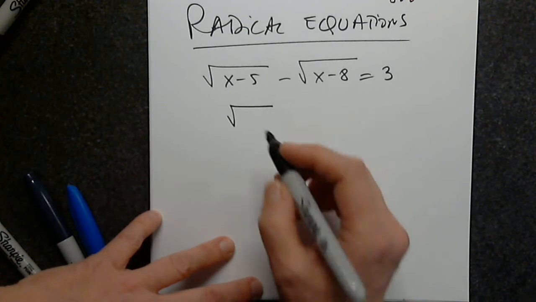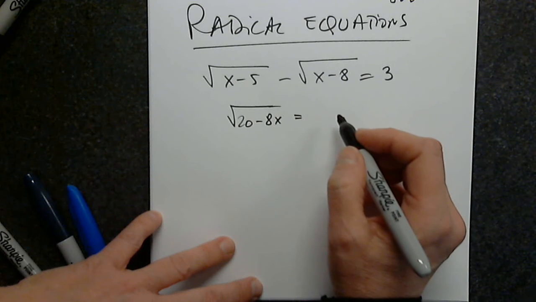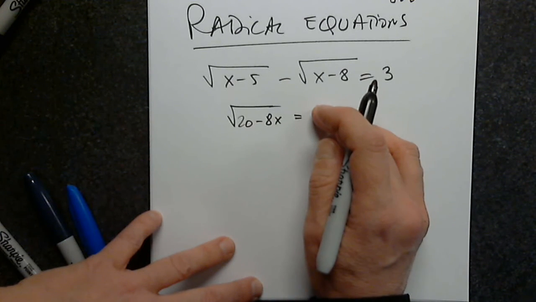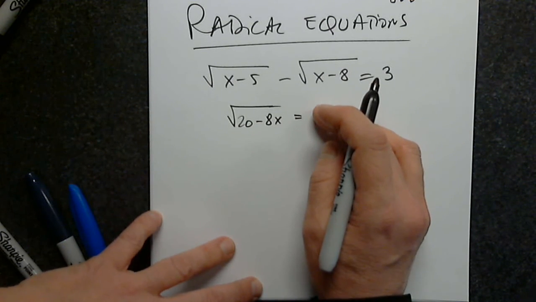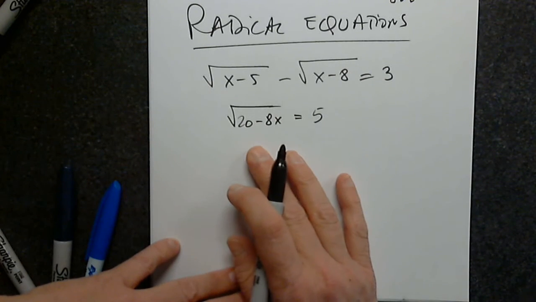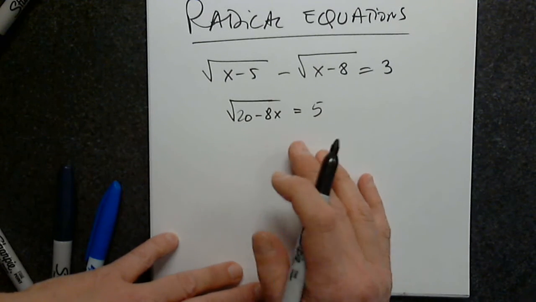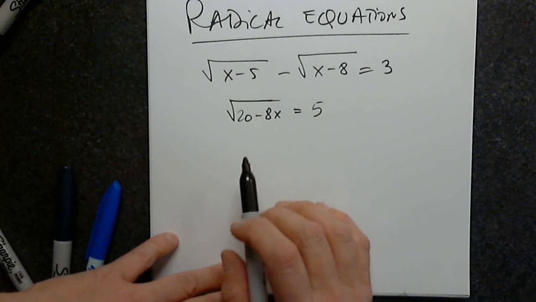Square root of 20 minus 8x, and no x on the other side? Oh, crap. But you can make one up. This doesn't work like that. It's equals 5. Is this correct? You said I can make it up or not? No, I don't think you can, but that's okay. We'll try it. It's going to be okay.